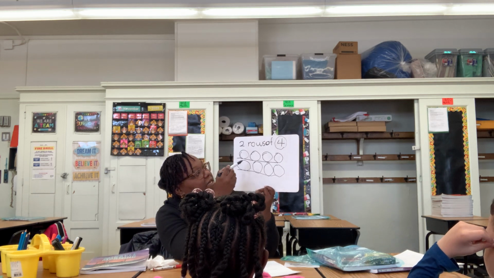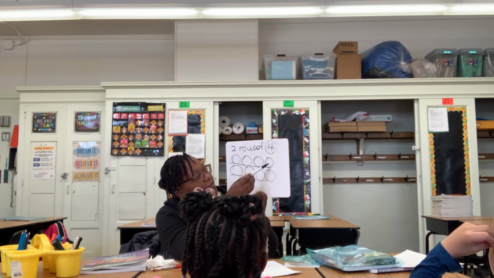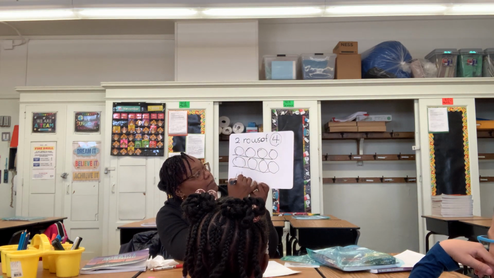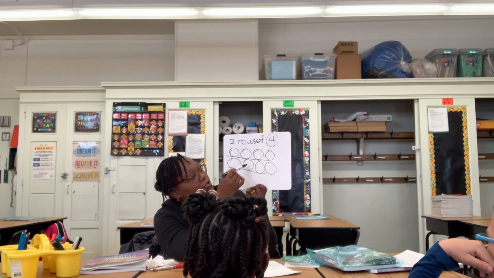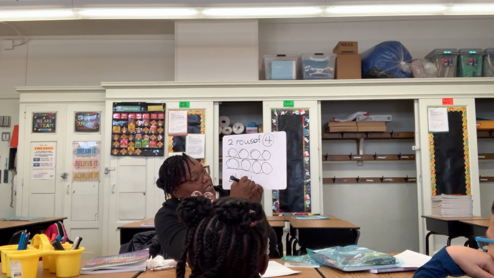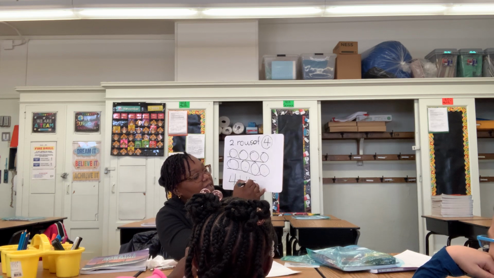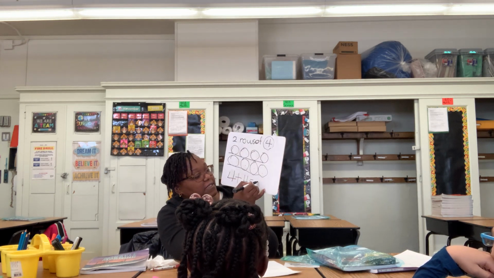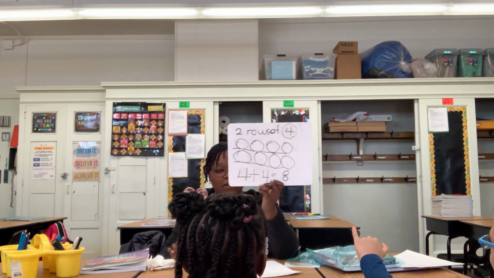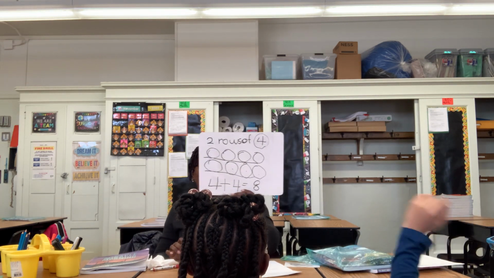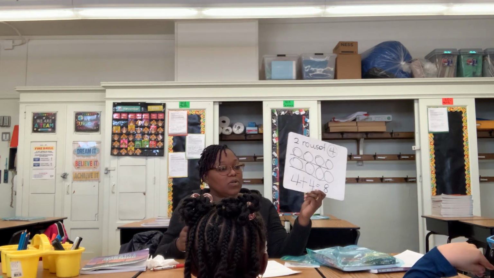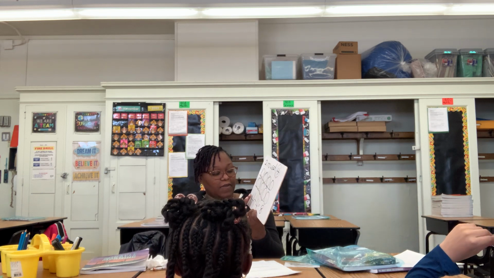So let me see. If I have 1, 2, 3, 4 in this row, I know that I have 4. And I have 1, 2, 3, 4 in this row. I have another 4, so I'm going to add them together. Now I have all together 8. Do you see? Okay. 2 plus 2 equals 4, but 4 plus 4 equals 8. Very good.